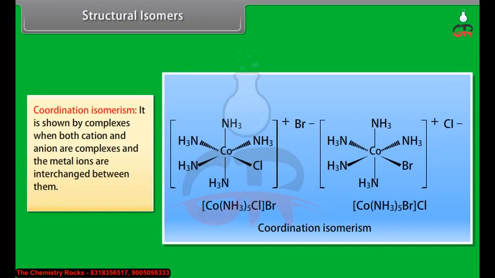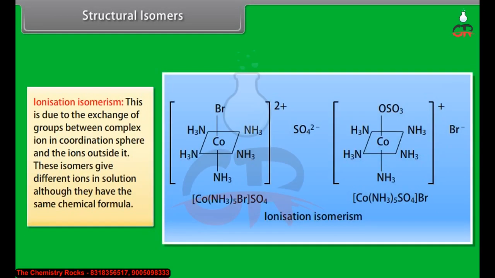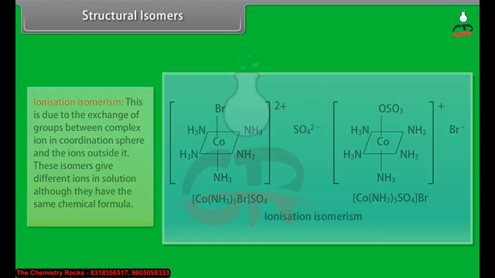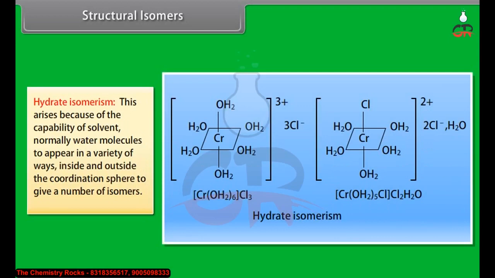Coordination isomerism. It is shown by complexes when both cation and anion are complexes and the metal ions are interchanged between them. Ionization isomerism. This is due to the exchange of groups between the complex ion in the coordination sphere and the ions outside it. These isomers give different ions in solution although they have the same chemical formula. Hydrate isomerism. This arises because of the capability of solvent, normally water molecules, to appear in a variety of ways inside and outside the coordination sphere, to give a number of isomers.